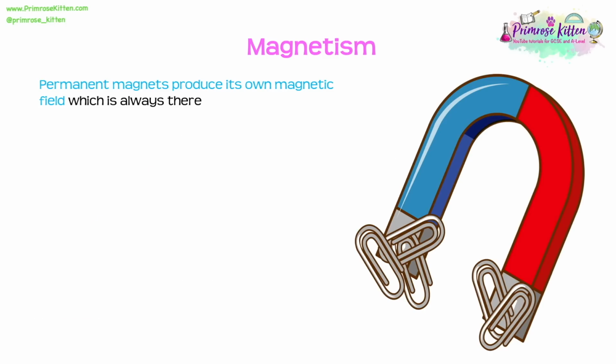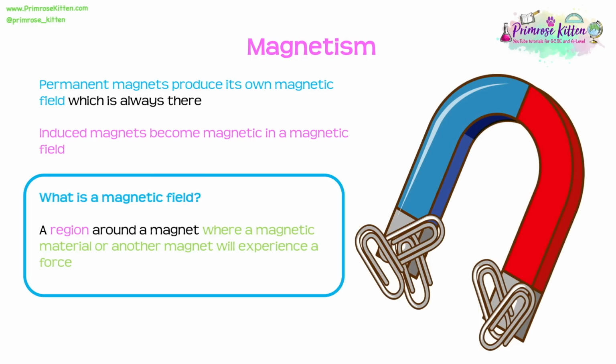Permanent magnets produce their own magnetic field, which will always be there. Induced magnets, however, become magnetic in a magnetic field. Well, what is a magnetic field that we're talking about? Because we're going to use this concept a lot in this topic. A magnetic field is a region around a magnet where a magnetic material or another magnet will experience a force. And we represent these magnetic fields using magnetic field lines.